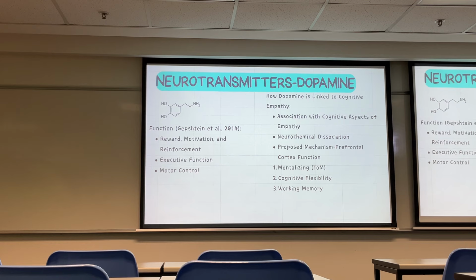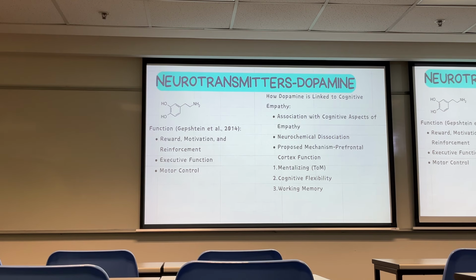The first step is synthesis. Dopamine is created inside the neuron. It is synthesized from the amino acid tyrosine, which is converted into L-DOPA and then into dopamine. The second step is storage. The newly created dopamine is packed into vesicles for storage.